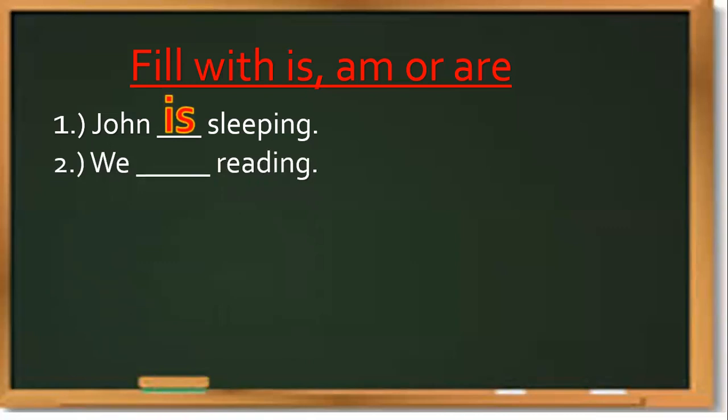Number 2, we dash reading. Here the first word, we. What I told you, we means you want to use are, isn't it? Are. And we is a plural form. So we are using are.